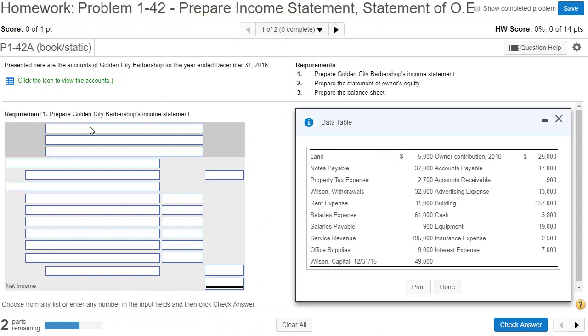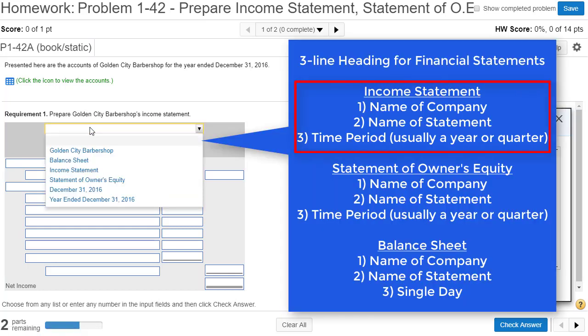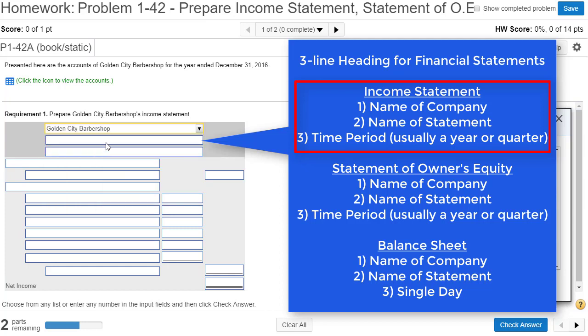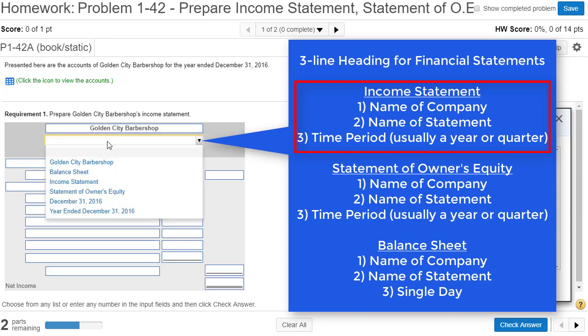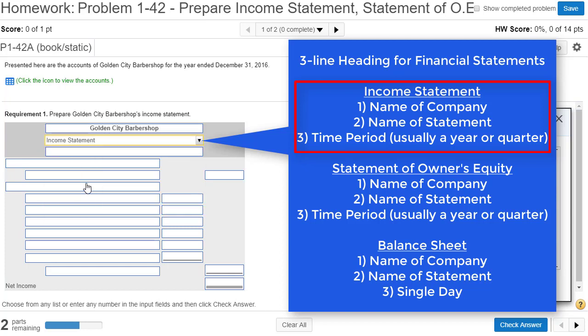So we always start off our financial statements with a three-line heading, and the three-line heading is always the name of the company, so Golden City Barbershop, the name of whatever the statement is that you're working on. We're working on the income statement, as it says right here. And then the third line is always date related.